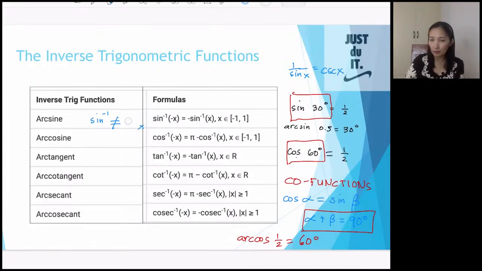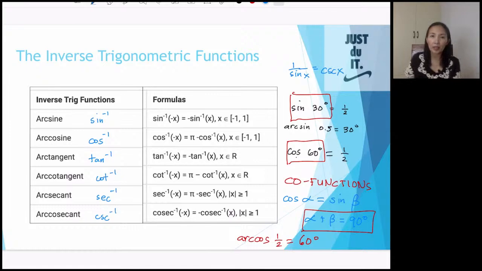Put that in mind. Next, arccosine is simply cosine raised to -1. Arctangent is tan raised to -1. Arccotangent is cot raised to -1. Arcsecant is secant raised to -1. And arccosecant is cosecant raised to -1. So we mean finding the angle whose sine, cosine, tangent, cotangent, cosecant, or secant value is given.